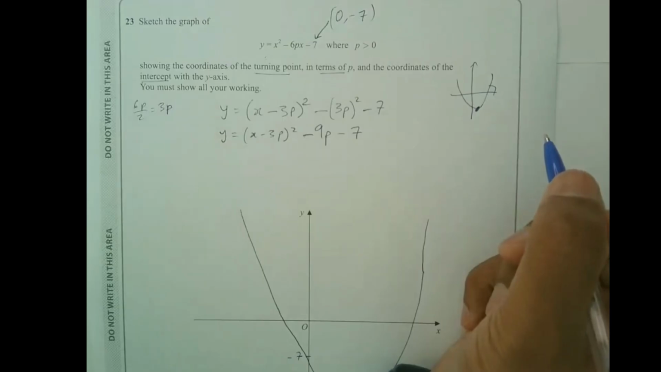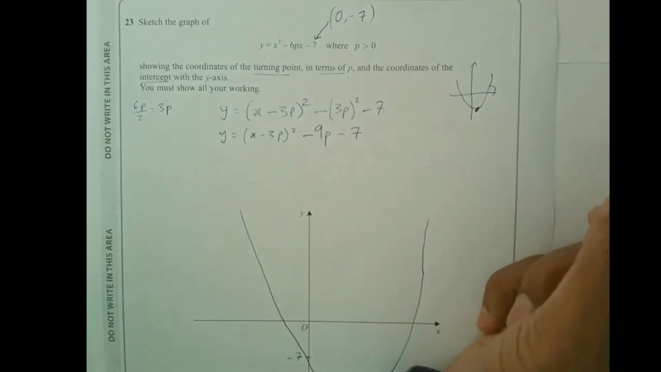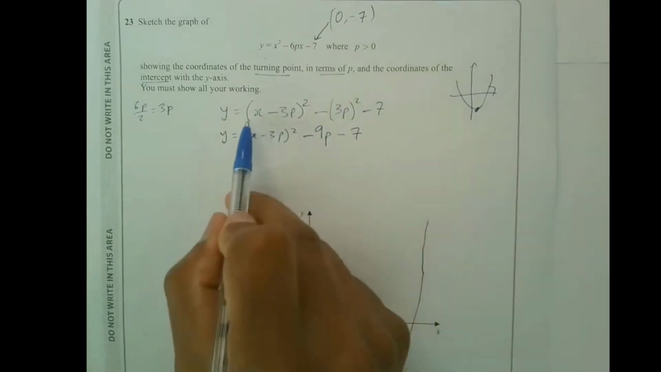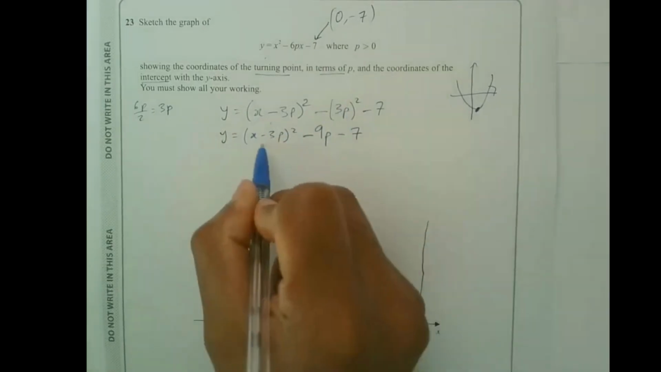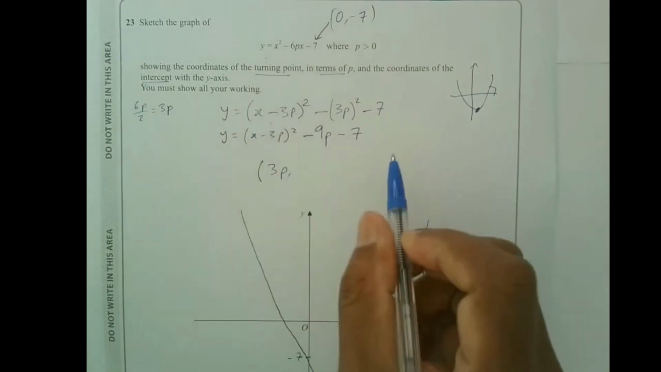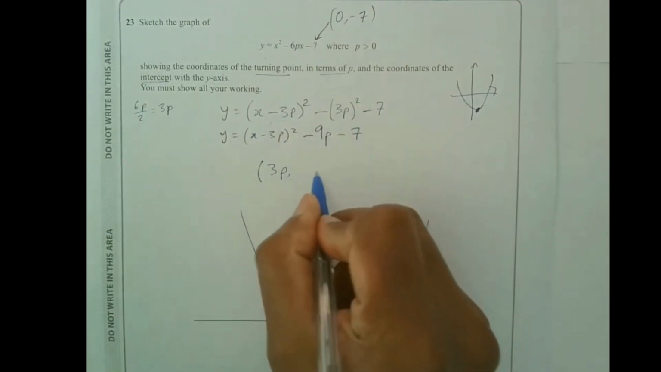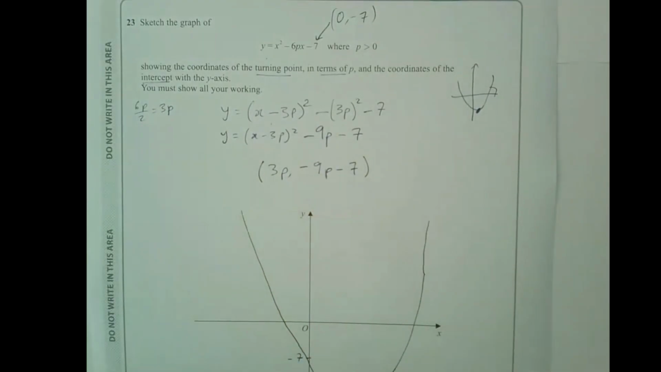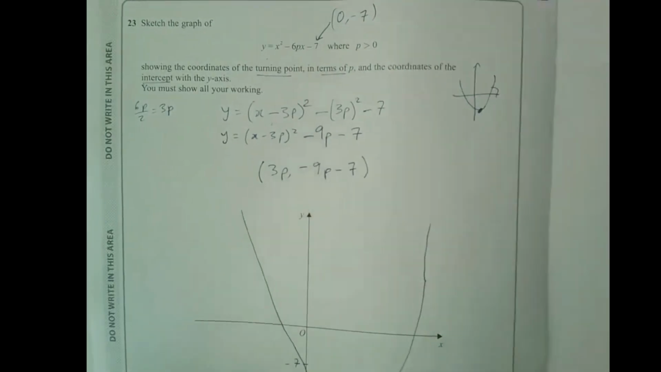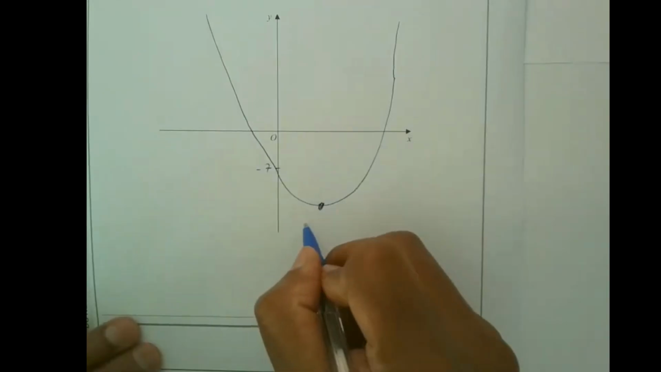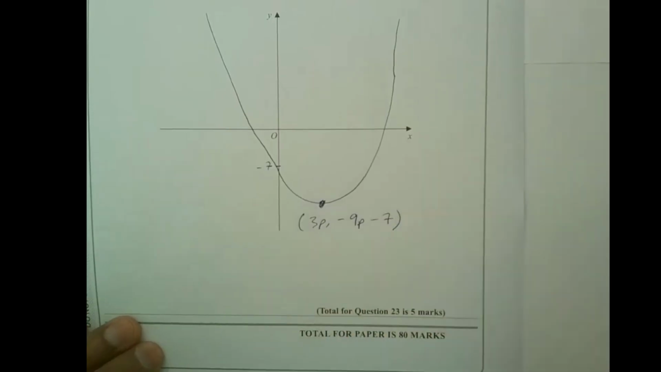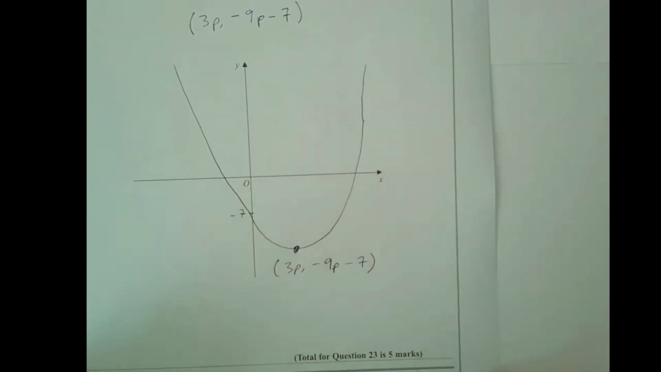And now I've done it. There's nothing more to do. It's just got algebra there, which is a bit more confusing. So how do I make this 0? It's going to be the opposite, so this is going to be 3p, and this part stays the same. So my y coordinate is going to be minus 9p squared take away 7. Okay, so I've done that, and now I need to put this on my diagram here. So this is going to be 3p, minus 9p squared take away 7. And that is it.